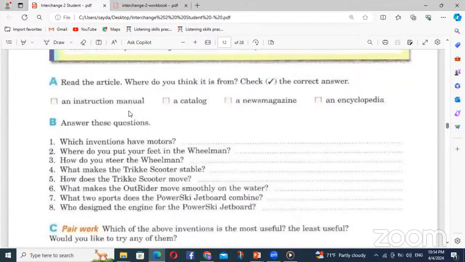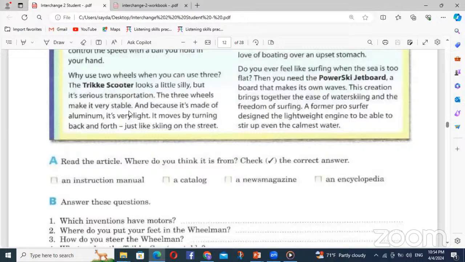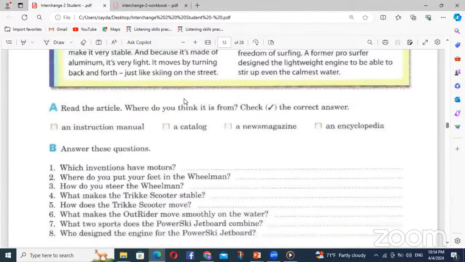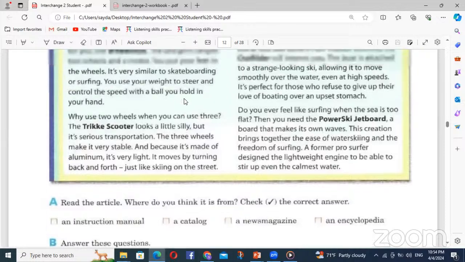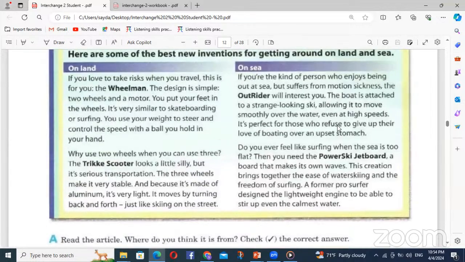How does the trick scooter move? By turning back and forth. Using what? Turning back and forth, three wheels. Okay, this is the three wheels. Next one. Number 6: what makes the outrider move smoothly on the water? What makes it move smoothly over the water? The strange looking ski. The ski that it has with it.